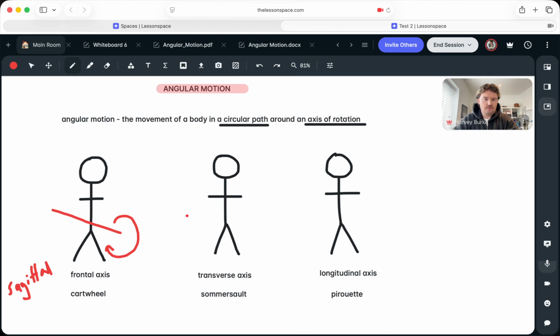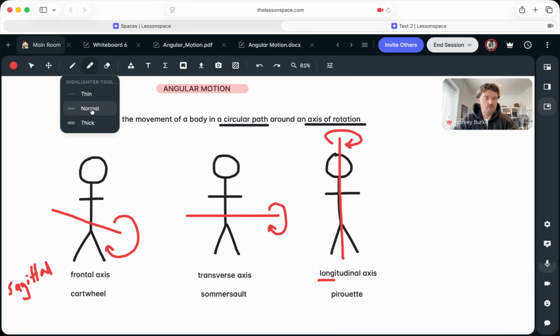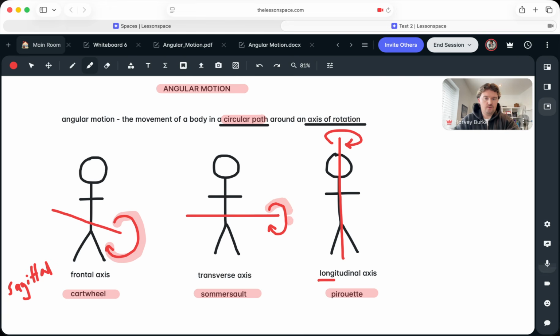The next axis of rotation is the transverse axis that runs from left to right. And around this axis of rotation, you'd be performing a somersault. And then the final axis of rotation is the longitudinal axis. And I always remember that this is the longest axis in the body. And this is where you'd be performing a pirouette around. Now, all of those movements are examples of angular motion because they are all the movement of a body in a circular path around an axis of rotation.